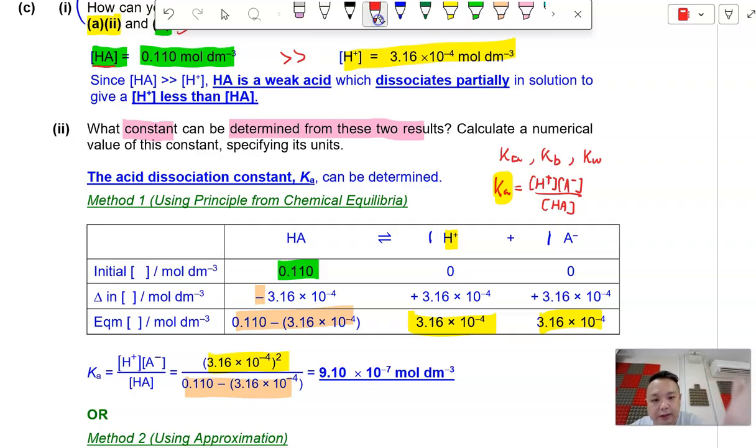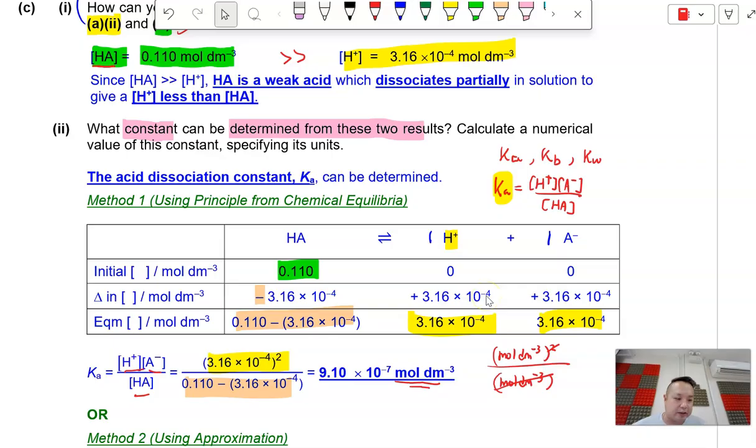In terms of the units, why do you get the units of mole per dm cube? Because you have mole per dm cube on top, raised to the power of square. Two concentration terms here, and one concentration term below. So you can cancel away this with that of the units on top, and that's why you end up with mole per dm cube.